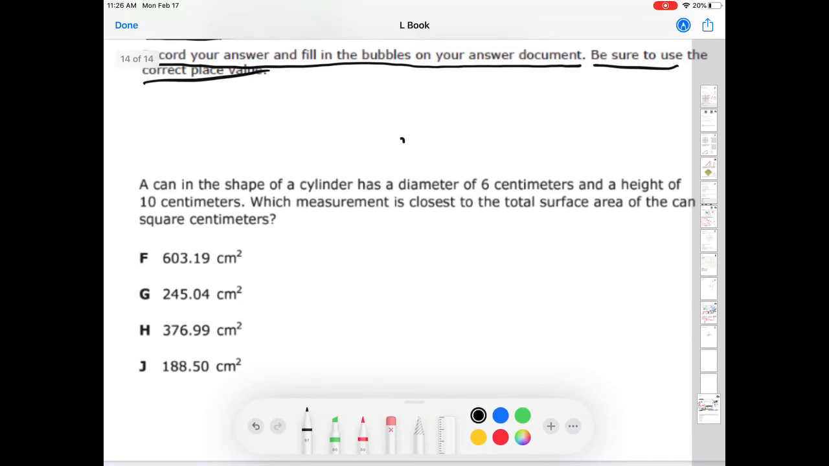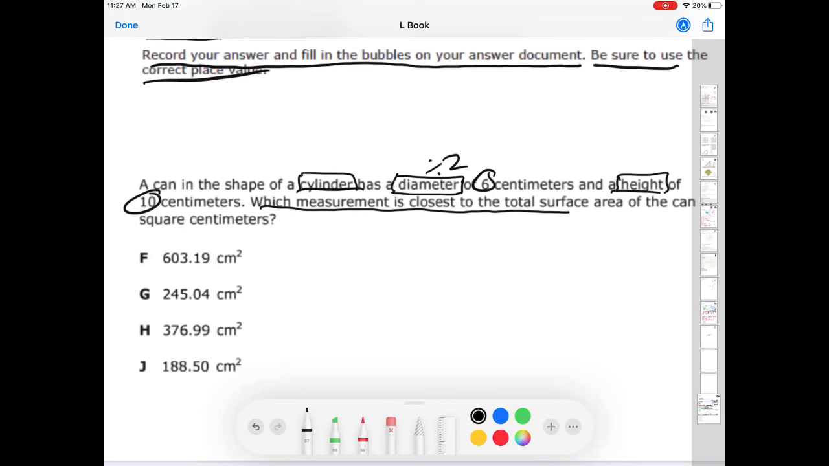A can, so go ahead, of course, we're going to read it. A can is in the shape of a cylinder. So cylinders are key word. Has a diameter. And here's the thing about diameter. If I see the word diameter, I want you to automatically put divided by 2 above it, below it, wherever you need to, but just remember, you always divide by 2. Every time you see that word, just put divided by 2. Of 6 centimeters and a height of 10 centimeters. Which measurement is closest to the total surface area of the can in square centimeters?